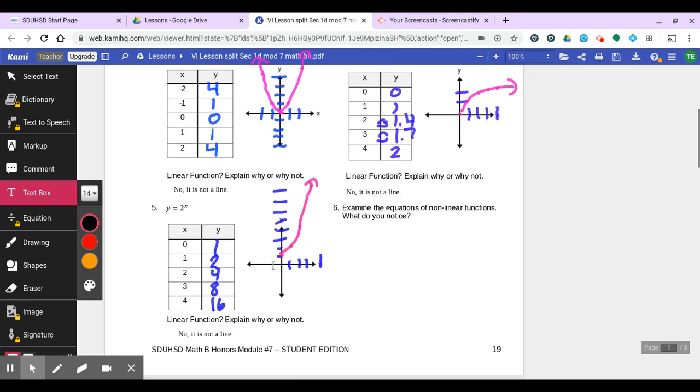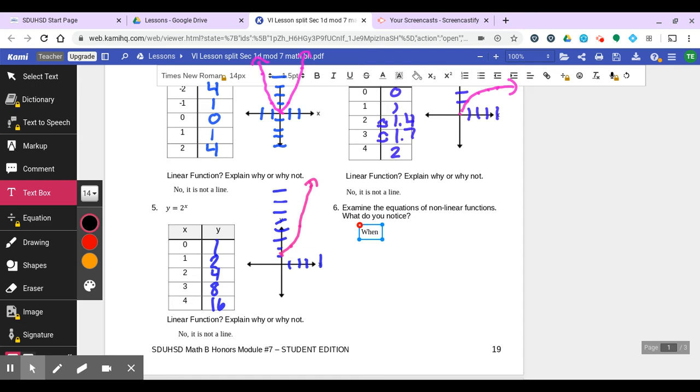And number 5, we could be in the other quadrant, but they didn't give us values. So here we're curving up quicker and quicker and quicker. This is exponential. Examine what equations of nonlinear functions, what do you notice? So we have to remember that when it is nonlinear, there's not a first common difference.